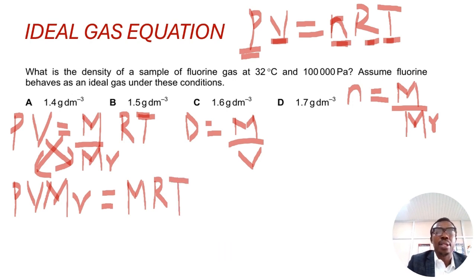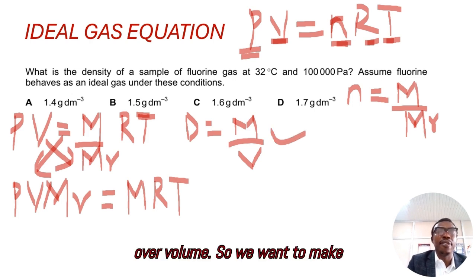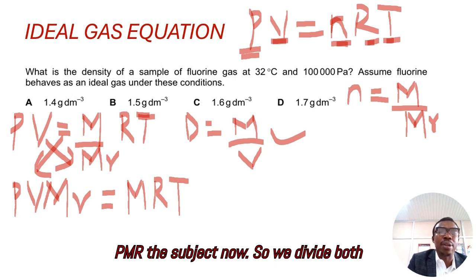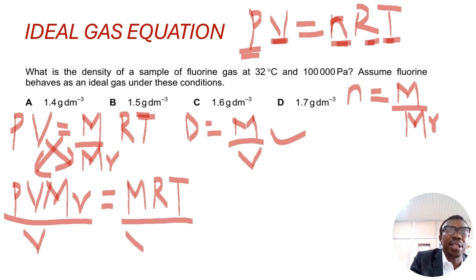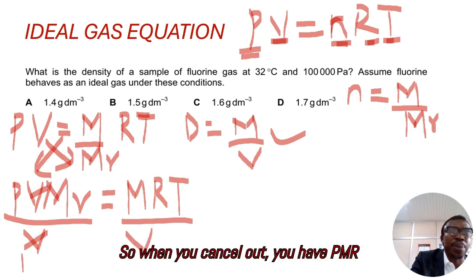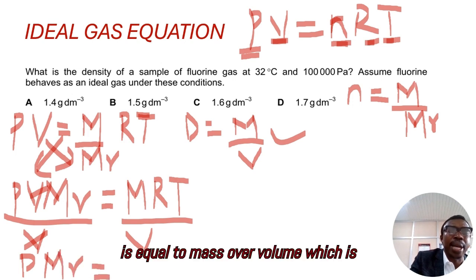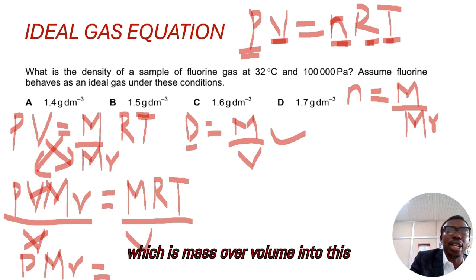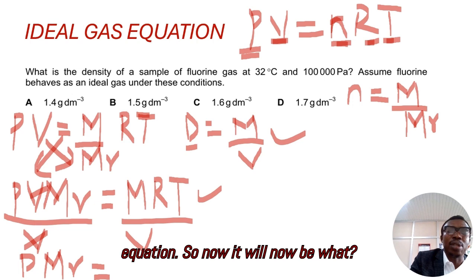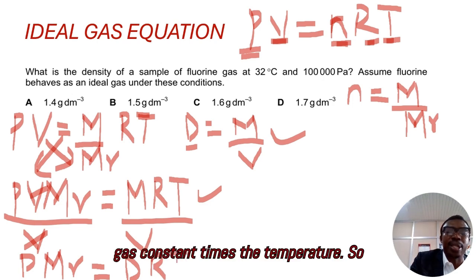Now, we already know that density is equal to mass over volume. So we want to make PM the subject now. We divide both sides by V. When you cancel out, you have PM over R T is equal to mass over volume, which is density. So we substitute density, which is mass over volume, into this equation. It will now be density times gas constant times the temperature.